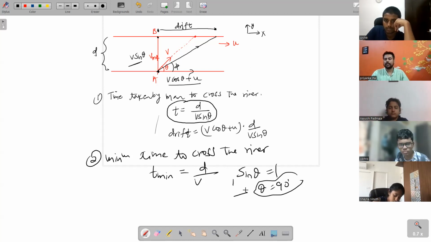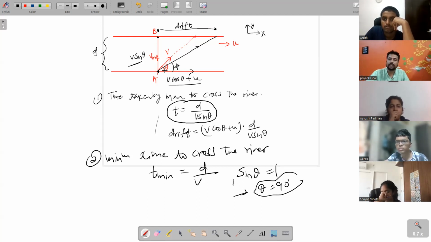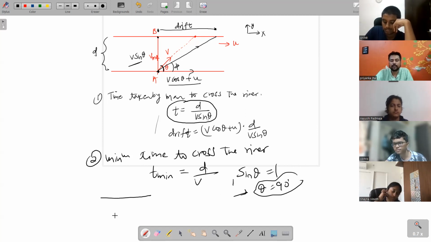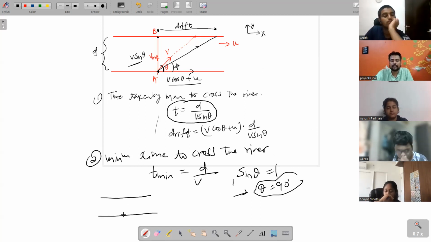So you can see here, just to cross the river in minimum time, this man has to always try to swim at 90 degrees to the flow of the river. You can see that this theta has to be 90 degrees. So you can understand one thing. See, this is the river. This man has started from here, suppose. He started at some 90 degree angle.